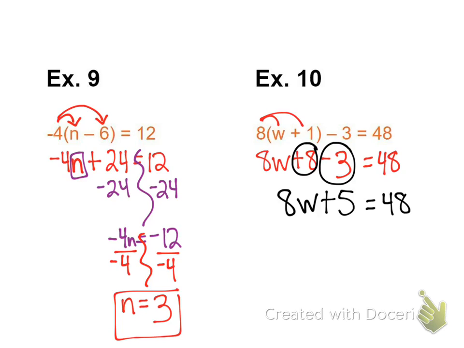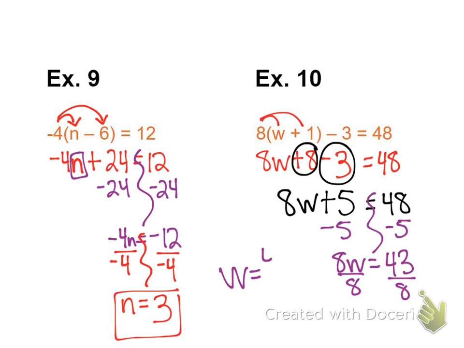So now we're ready to do our inverse operations. What happens first? Subtract 5 on both sides. That leaves me with 8w equals 43. And then my last step is to divide by 8. Does that divide nicely? No, it's not going to divide nicely. I am totally fine with you leaving it as 43/8. Leave your answer as an improper fraction. That is okay with me.